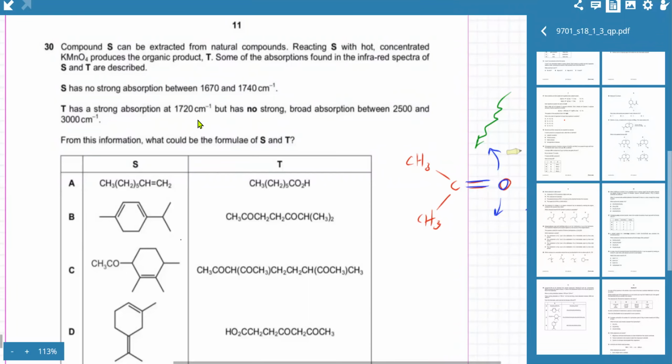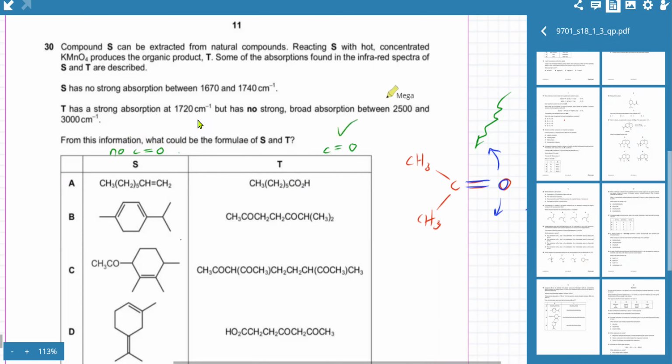But T has a very strong absorption at 1720. So T has C double bond O. I'm going to write it over here. It has C double bond O. S has no C double bond O. That is one thing that we got from the spectrum.